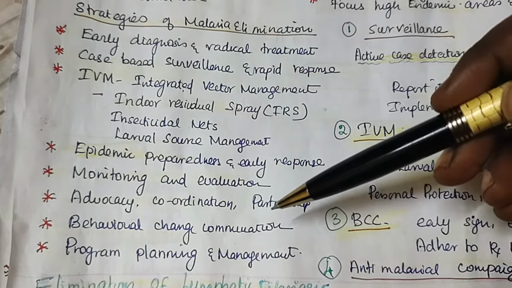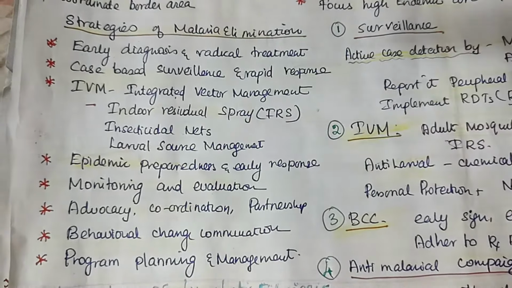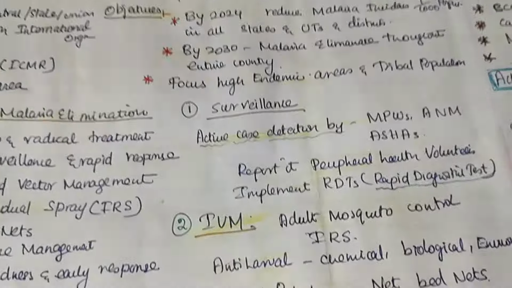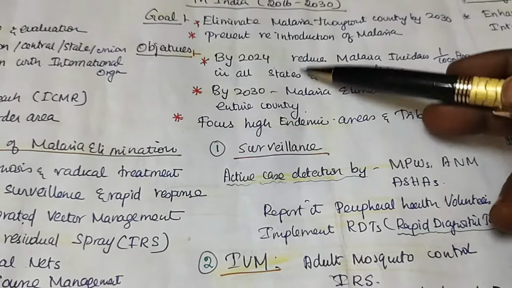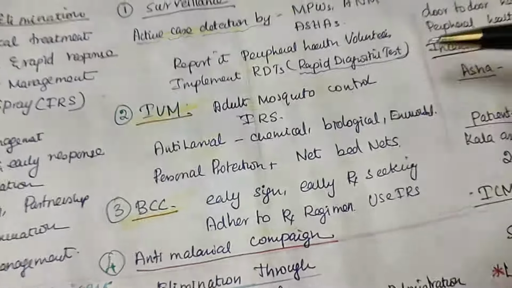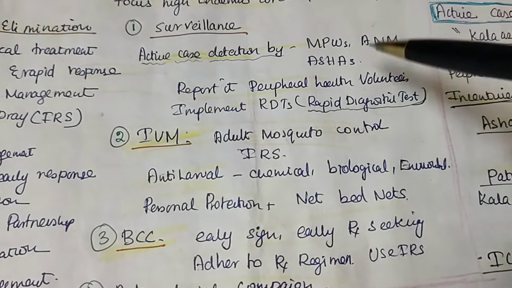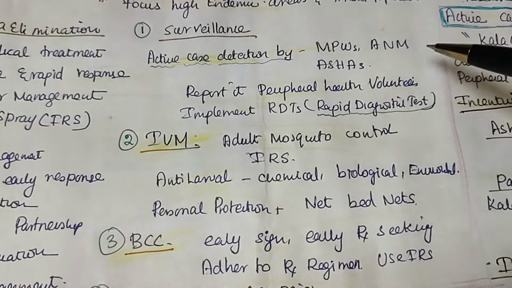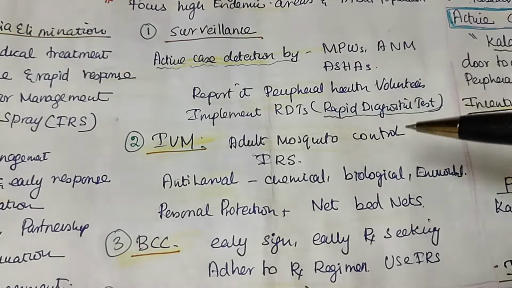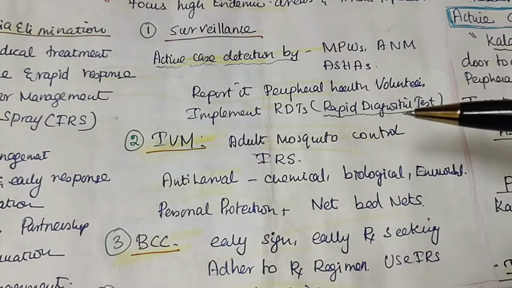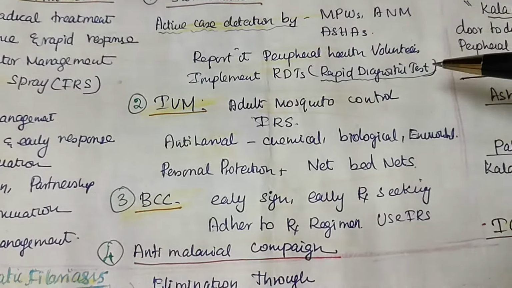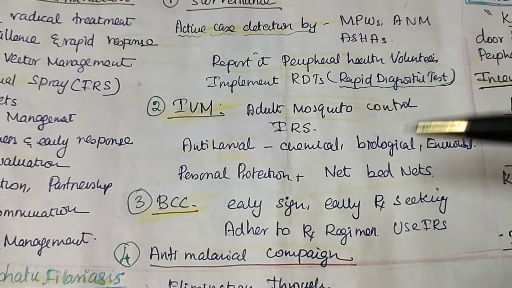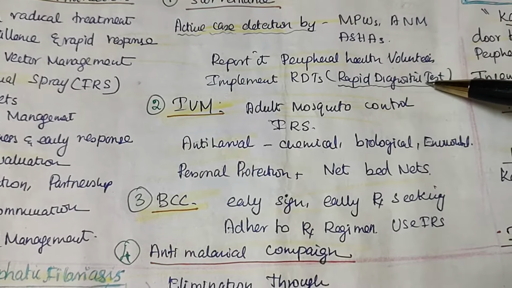Whatever you do, if the behavior of the individual does not change, any communicable disease cannot be controlled. Then program planning and management. According to these strategies, keeping in mind control within this year, what is the activity plan? First is surveillance and case detection. Who detects the cases? All the periphery level workers: MPWs, multipurpose health workers, Anganwadi workers and ASHAs. They report, and after that a rapid diagnostic test is given. The rapid kit is produced by ICMR or other research bodies, so with this kit you can diagnose immediately, and no delay will be there.